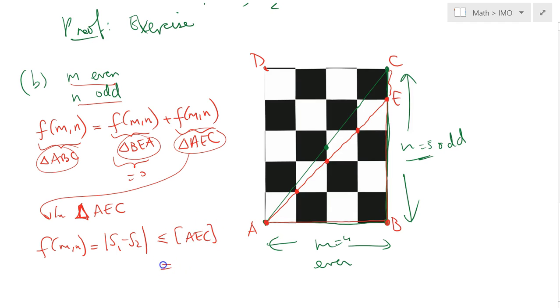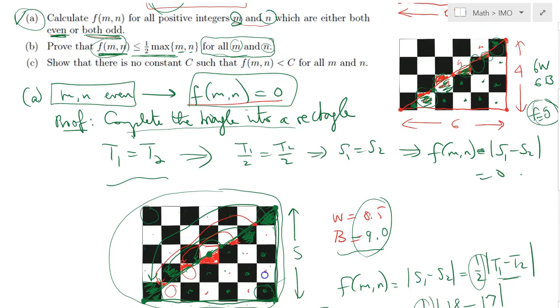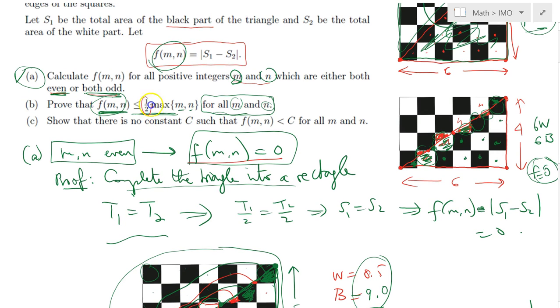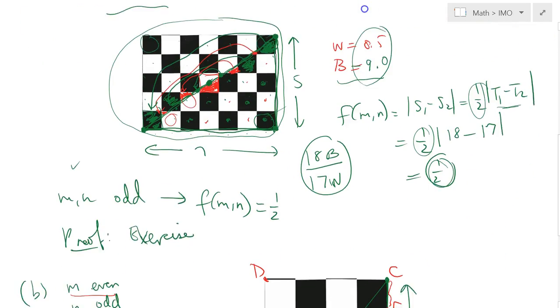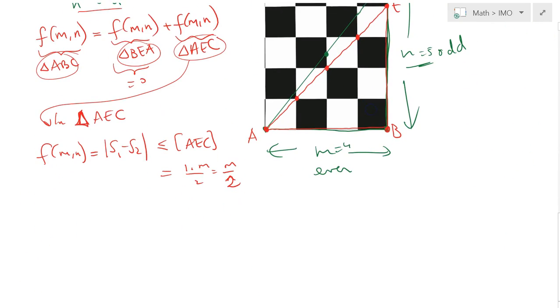But the area of the triangle AEC is simply 1, the base, times the height, which is m over 2. And that's exactly what we needed. The 1/2 m, so we have something going on here. That's pretty decent. So therefore it cannot exceed m over 2.